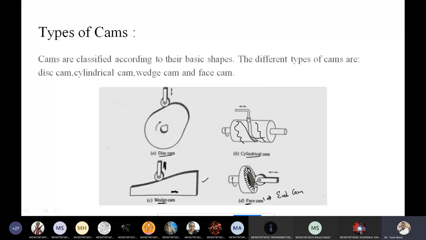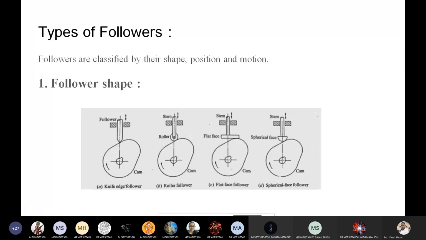These classifications may be asked in 2 marks short answer questions. And the types of followers also may be asked in these 2 marks short answer questions. Followers are classified based on their shape, position, and motion. In the cam classification, it is based on the shape, only one parameter. Based on the shape only, the cams are classified. Now coming to the followers: followers are classified based on their shapes, positions, and motion.